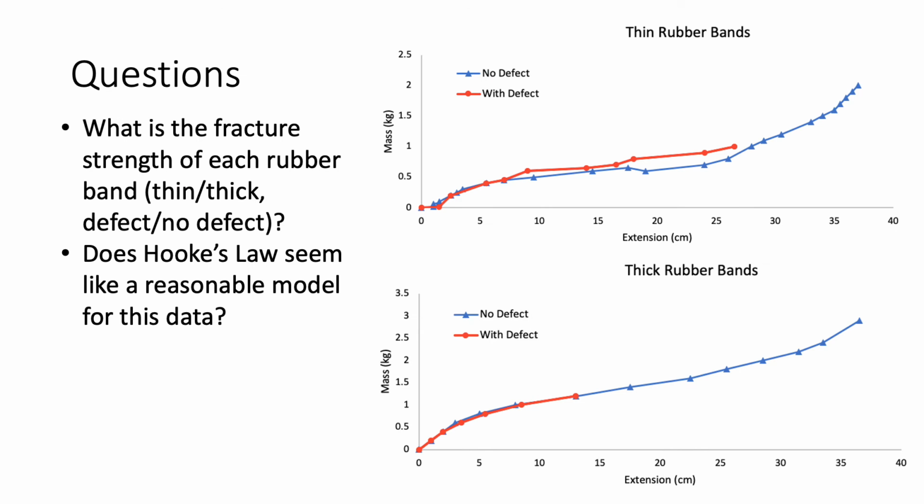Again, pause the video and dissect these graphs, which show a force versus extension plot for thick rubber bands with and without a defect, and for thin rubber bands with and without a defect. Question 1. What is the fracture strength of each of the 4 rubber bands? That is to say, at what masses do each of the rubber bands break? Head back to our slide on fracture if you need a reminder on what this point is. Question 2. Does Hooke's law seem like a reasonable model for this data?